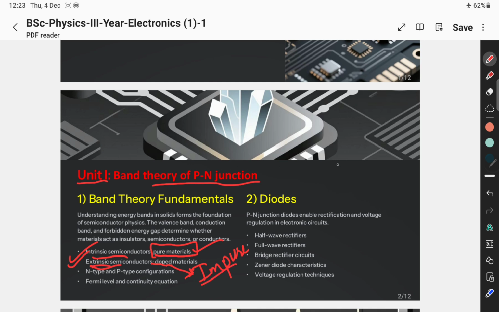Now, extrinsic semiconductor is again divided into two types: N type and P type. In N type, there will be extra electrons, and in P type, there will be extra holes. We'll learn all that in detail.